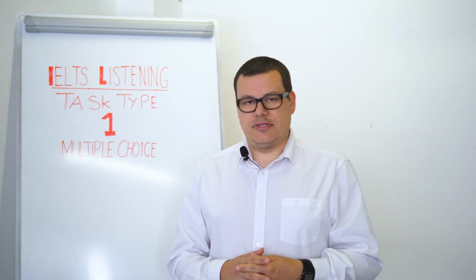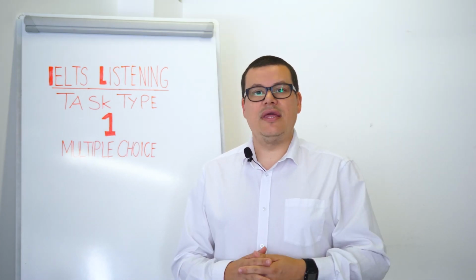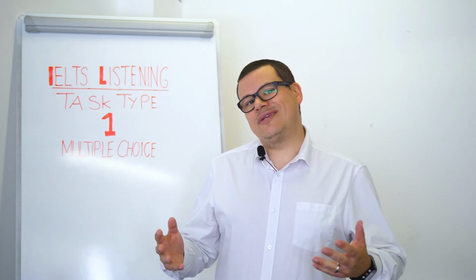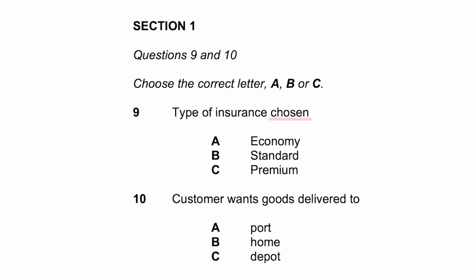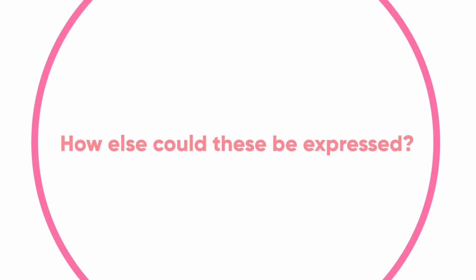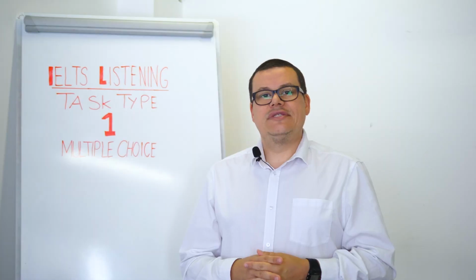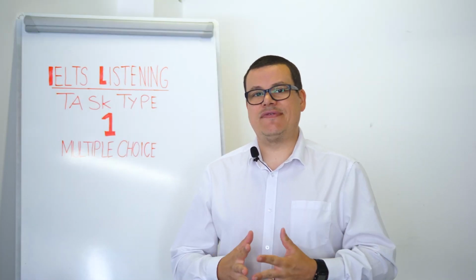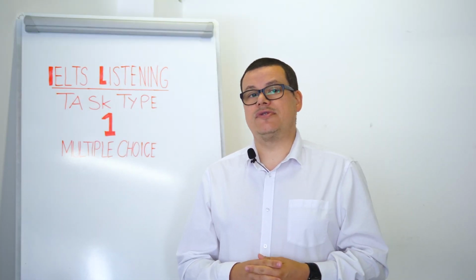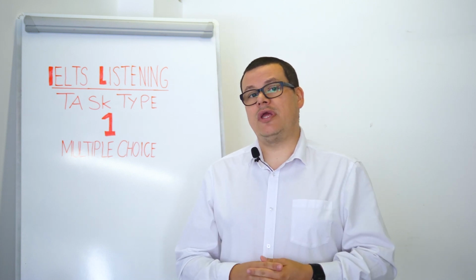Now focus on the questions and start to highlight or underline key words and phrases. Let's take a look at this example. In these examples, chosen and delivered would be keywords, so start thinking about how else these could be expressed. The reason for this is because you should not expect the speaker to use the same vocabulary and say, I choose X insurance, or I want the goods delivered to. Synonyms and paraphrasing are used extensively on the test and not just with the questions. You'll also need to keep them in mind when looking at the options.